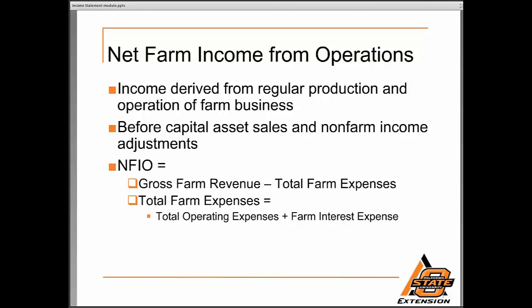Net farm income from operations is income gained from regular operation of the farm business. It is determined by subtracting total farm expenses from gross revenue. Total farm expenses includes total operating expenses and farm interest expense. Net farm income from operations does not include any capital asset adjustments or non-farm income.